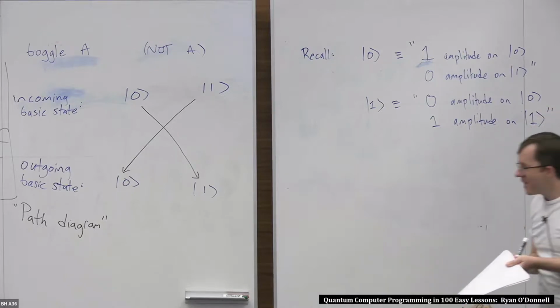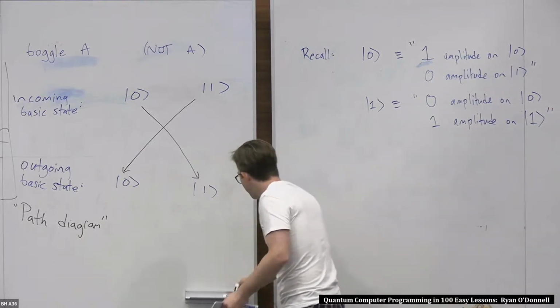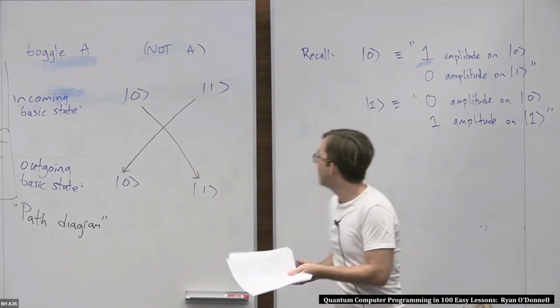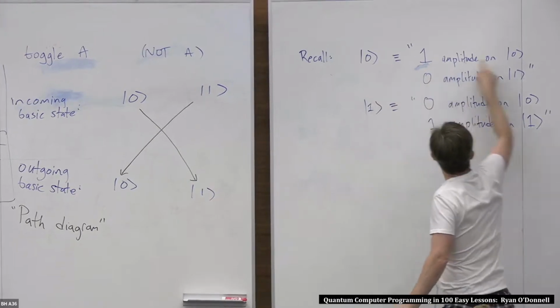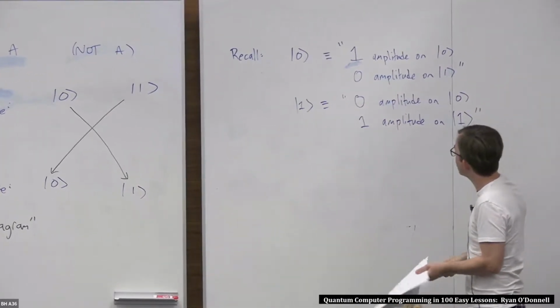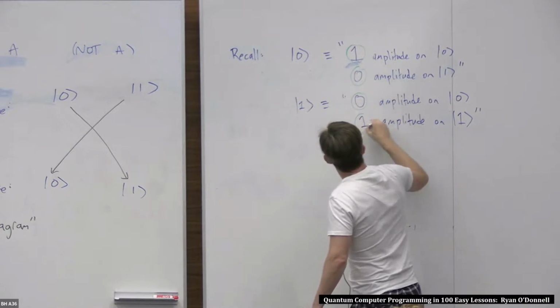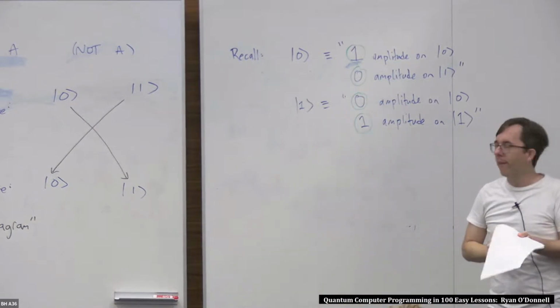Okay, and here's where it's a little confusing, because you have so many 0s and 1s floating around, but they're playing different roles, right? So this is just the names of basic states, these ones with the weird brackets. And these are just regular old numbers, real numbers.